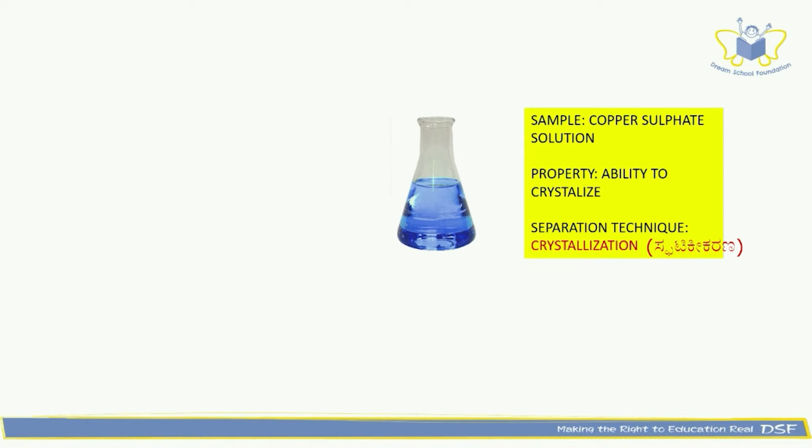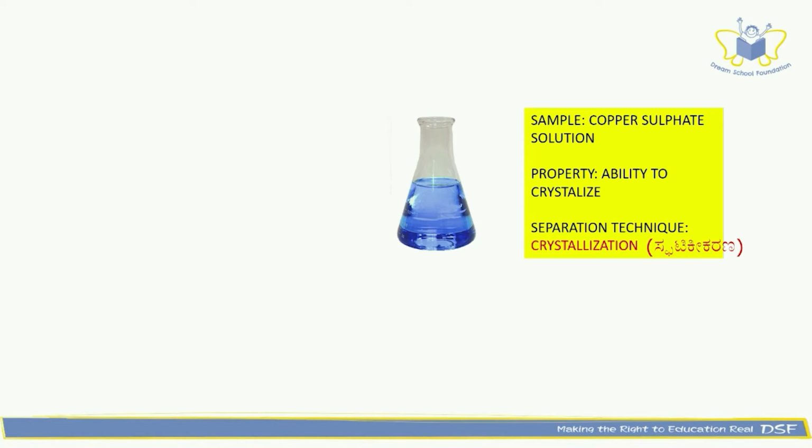Here I have another sample which is copper sulfate solution along with a few more impurities. How do I obtain pure copper sulfate? Can I use evaporation? In that case, even impurities are left behind along with the copper sulfate. What about filtration? In that case, any soluble impurities will be present along with the copper sulfate solution. Let us see what we can do.